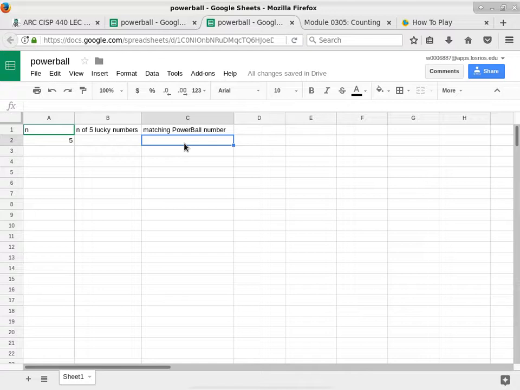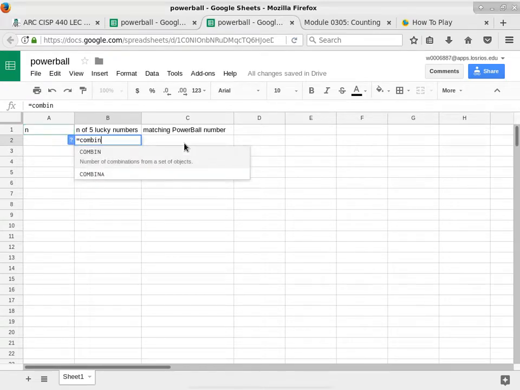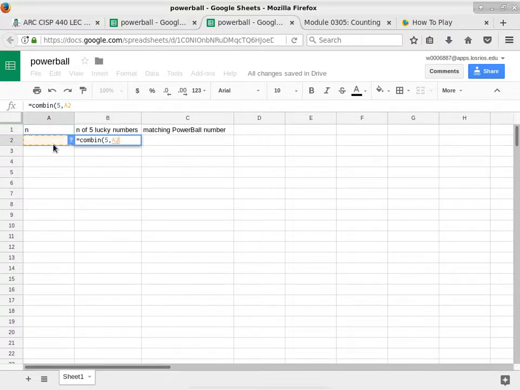Well, we know there's only one. But how do we calculate that one? One makes sense intuitively, but it has to match the equations that we're dealing with as well. So we first want to ask the question, how many ways can I choose 5 things out of 5 where ordering is not important? We plug in the equation, which is combination.